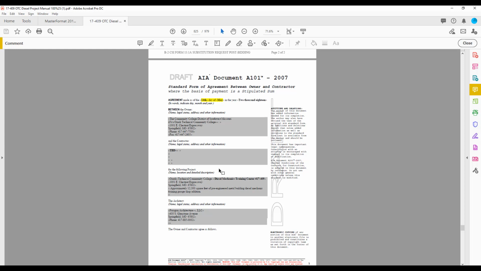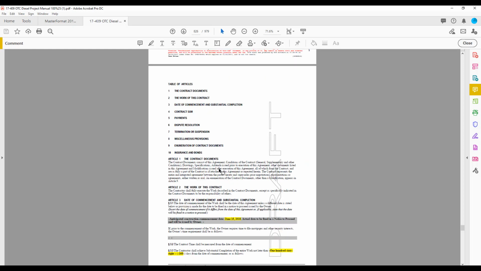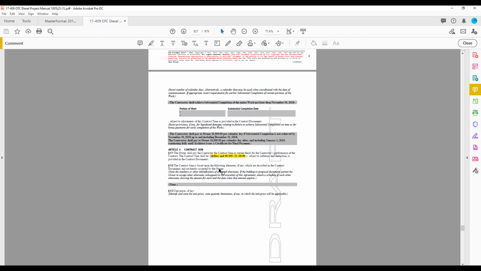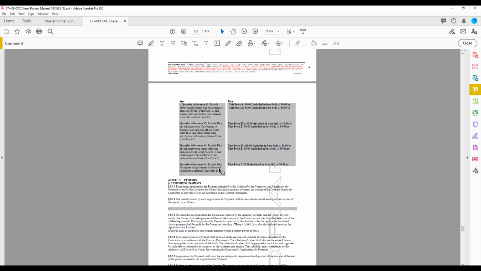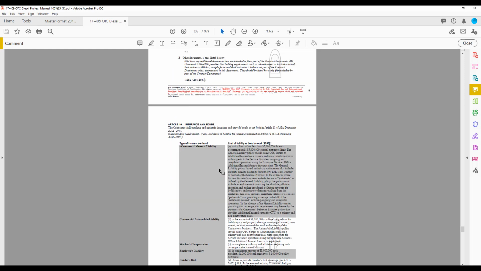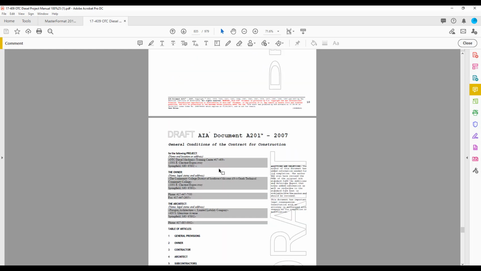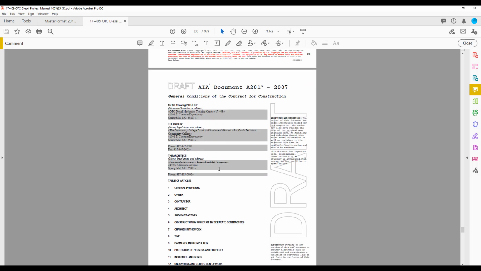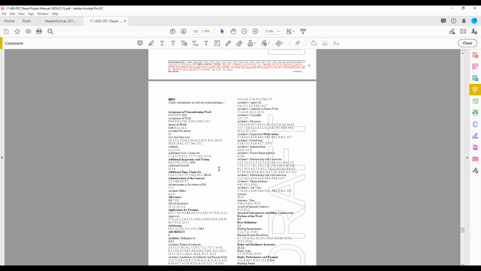Again, these are all documents that you can get and you can just fill in the information. It has a table of articles. It goes into all of the information and the contract sum and some general payment information, disputes, insurance and bonds, etc. The next one is the A201. This is general conditions of the contract for construction. Again, these are a very intense list of items, and things can be taken out in your bid documents. You can take out certain aspects of these if you don't want them to apply to your project.